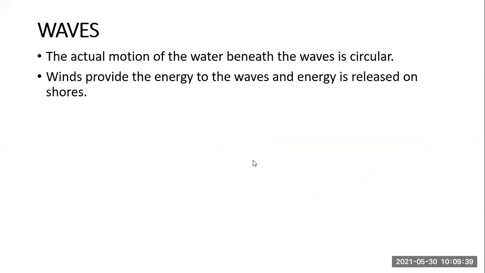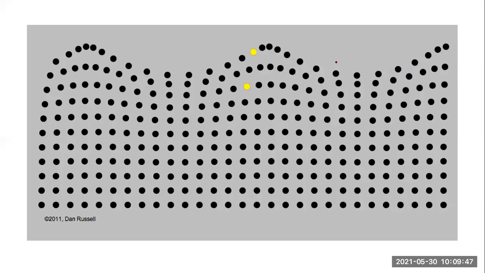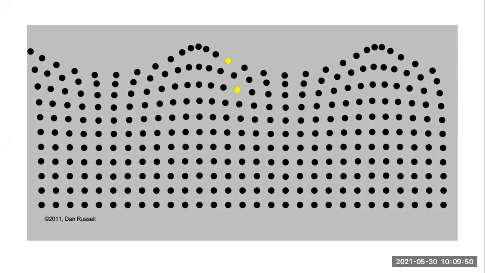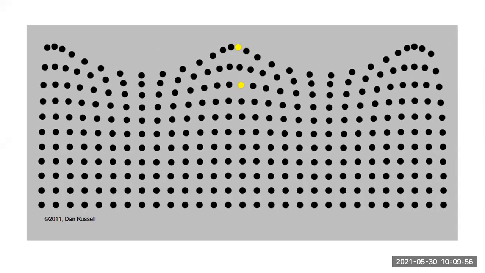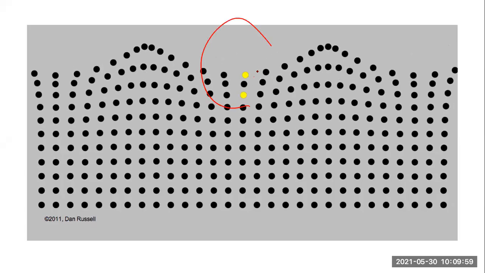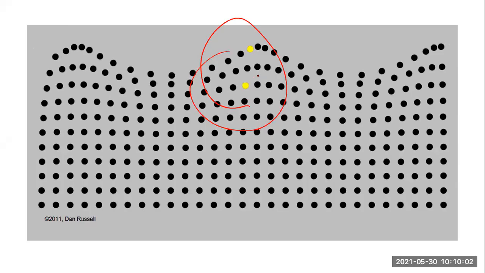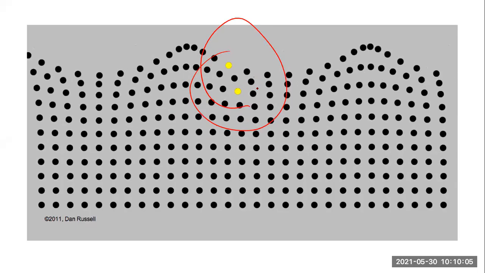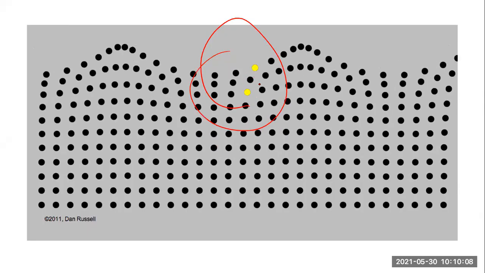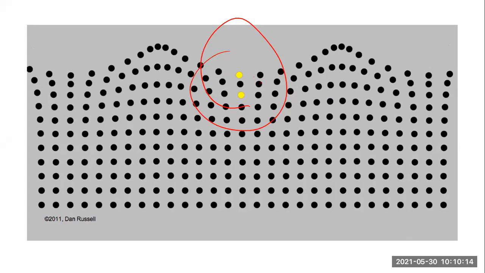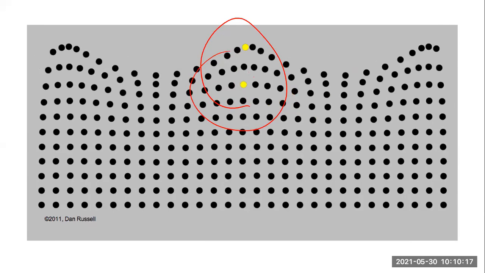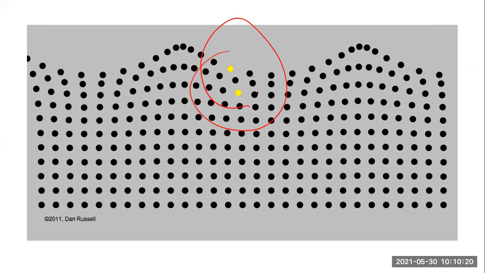Now, in the case of a wave, the actual motion of water beneath the waves is circular. That's a pretty important point. I'm just trying to explain how the particles move in the case of wave action. You can look at the yellow colored particles. As the wave passes through the surface of the ocean, you can see that the yellow colored particles have a circular motion. Circular motion is the motion undertaken by the water particles as the wave passes through a particular location. That point is also important.